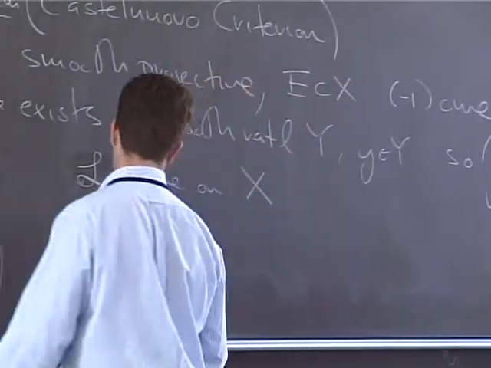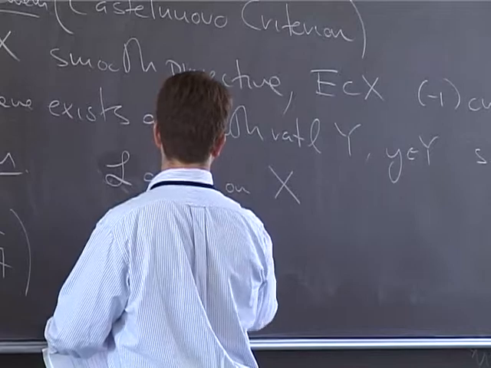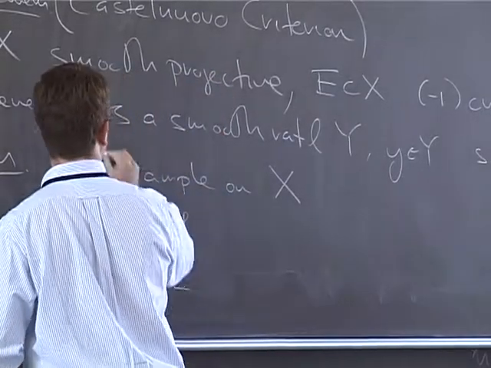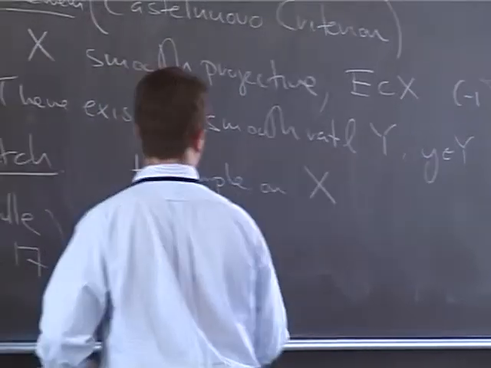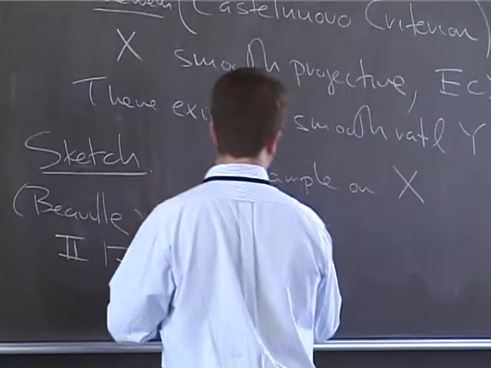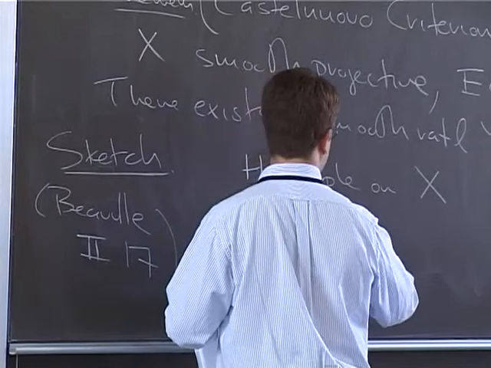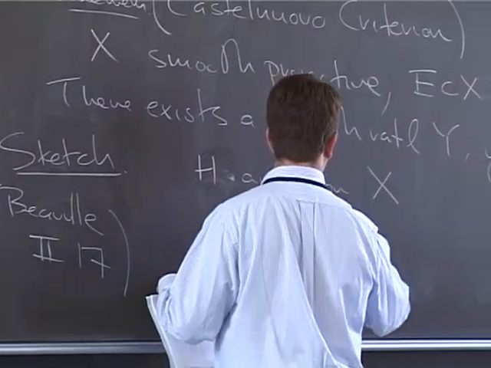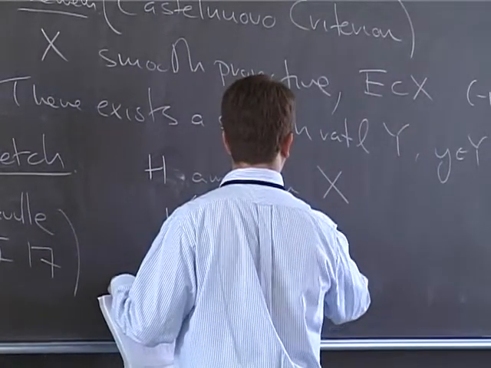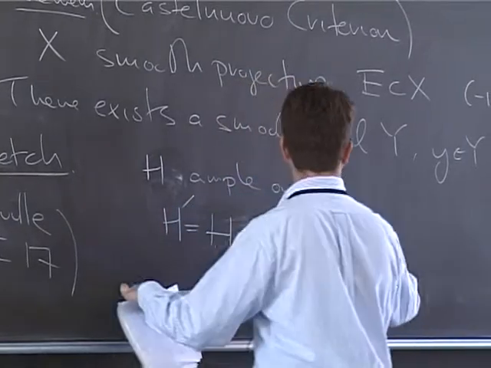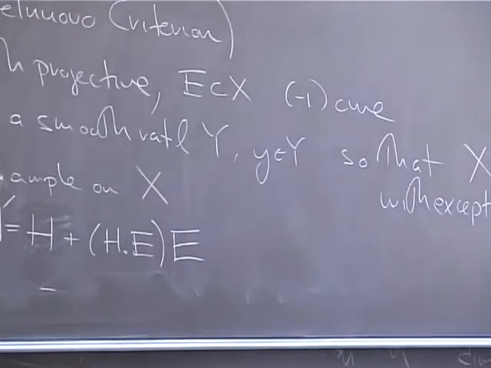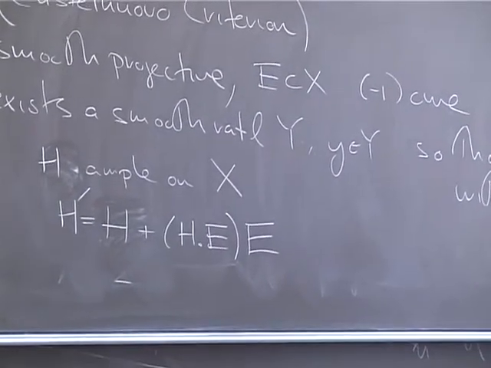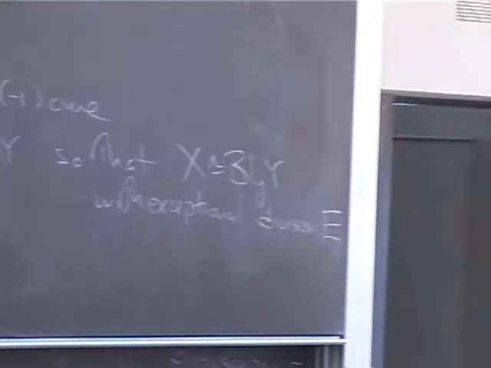Let me write it like this. Let's take the class of L. Let me use consistent notation. I apologize. Let's take h prime to be h, and I want to add h dot e, e. By the way, you should think about this as me basically trying to automate projection and put it in an abstract form.